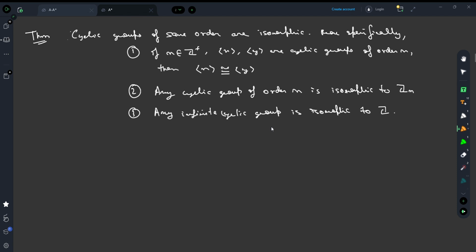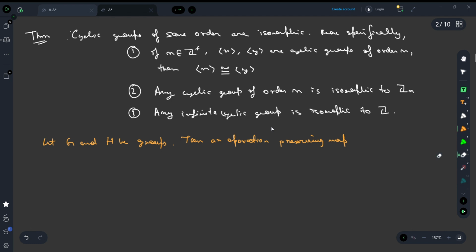Okay, so a quick statement of isomorphism. To talk about isomorphism, we need to talk about homomorphism. So let me give a brief introduction to it. We will obviously be handling these topics in the next lecture or the next to next lecture, but let me just state it here. So let G and H be groups. Then an operation preserving map.